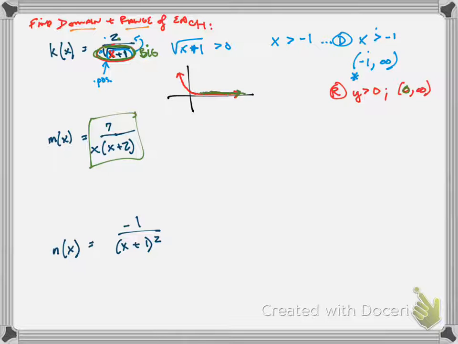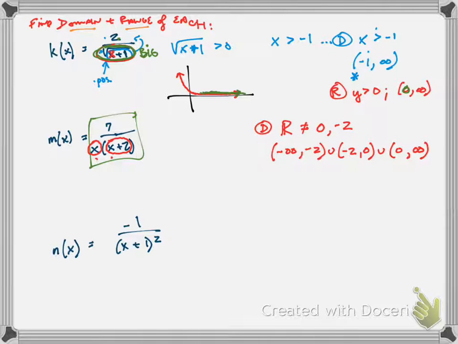Next example, what's the domain and range of this function m of x? Well, the easiest question to answer really is, where do we have restrictions? Where do we have problems? We have a problem if x is 0. We have a problem if x plus 2 is 0, because both of those instances result in a 0 in the denominator. So our domain is all real numbers not equal to 0 and -2. Now, the interval notation there gets a little complicated, but you can do this. We've got -infinity to -2, union -2 to 0, union 0 to infinity.